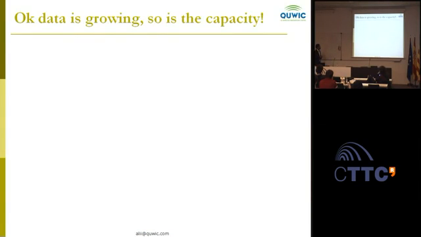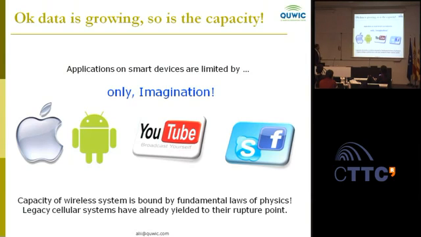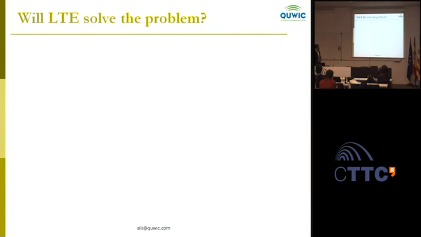Okay, what's the money issue? Data is growing, but so is the capacity. So what is making us worry? The problem is the applications: they are mushrooming up like weeds. Every single second 10 more applications are born, and they are only limited by imagination. But cellular or wireless system capacity is very hardly bound by physical limits. And for existing cellular systems, including UMTS, we are already at the breaking point. So yes, that's why LTE is there.